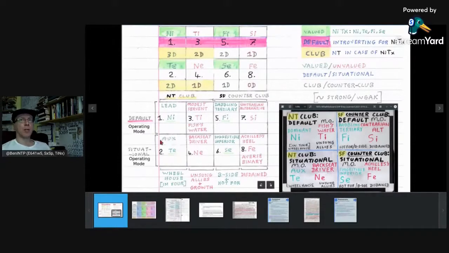So it's this position. And I'm going to describe it. There's a few things which intersect here in this position. It's an NT function, so it's part of the NT club, and that club corresponds to the strategic insights, which is strategic building. It's a situational function because it's an extroverting function within an introvert. So in going over that, you can see with these colors here that it's two-dimensional in my system because it's valued and it's a club function, but it's not a default function.